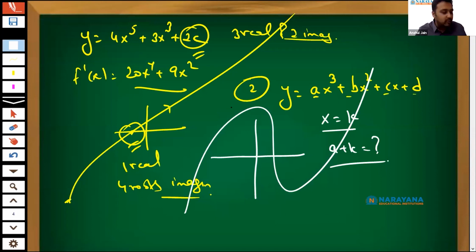Any odd degree polynomial can never be symmetric about any line x equal to k, right? Yes, sir. Suppose I'm drawing x equal to k here, it is not symmetric about k.